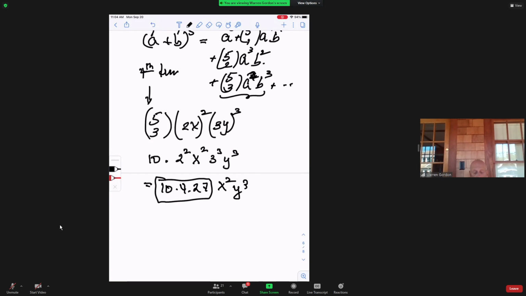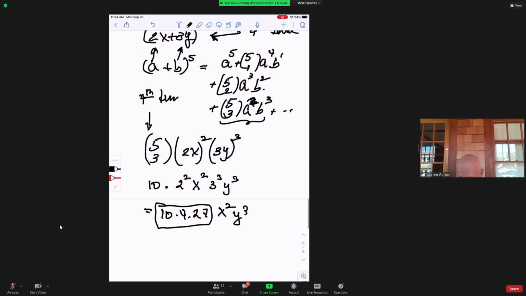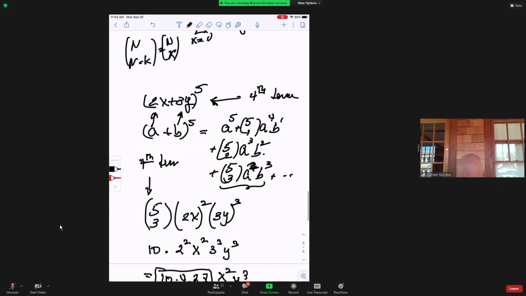Let me look at another variation on this. There's one I want to look at. Need my glasses so I can see.